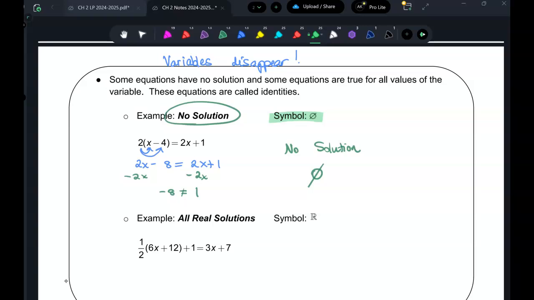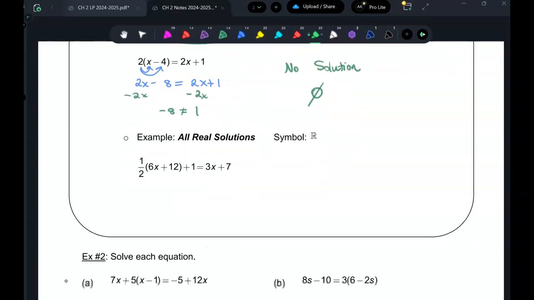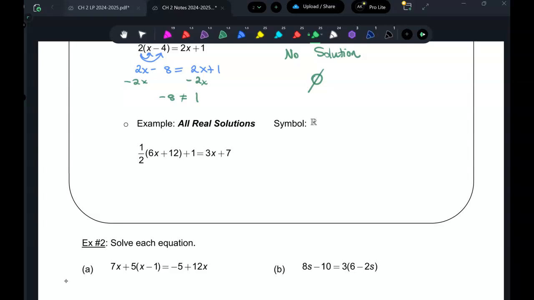So when you get something where the variables disappear, but the two numbers are not the same, it's going to be no solution. Okay, let's look at the opposite: all real numbers. What happens when we distribute? What's 1/2 of 6? 3x plus 3, plus 6.